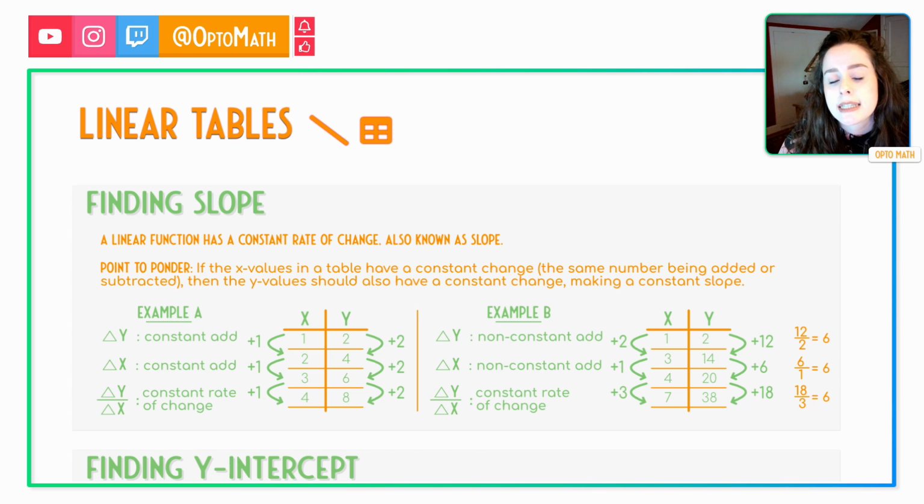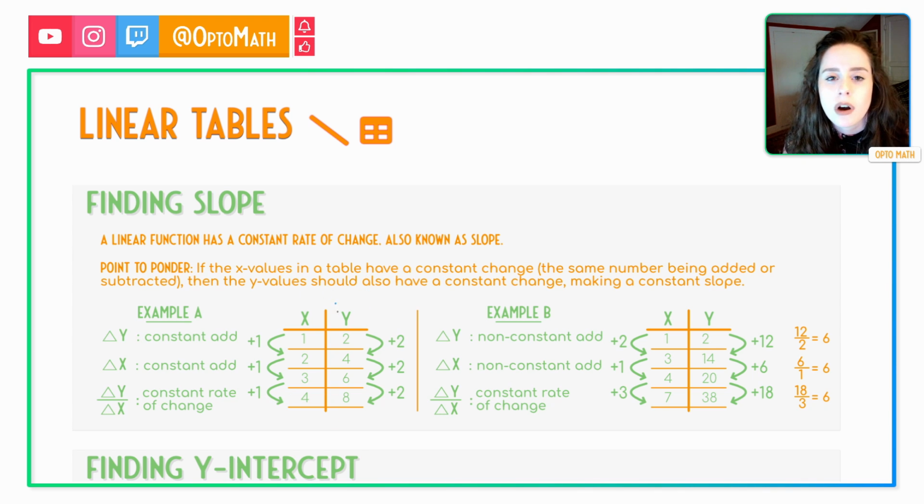Let's take a look at example A, where we do have a constant change in our x and our y. So notice in our table we're adding 1 each time as we go down the line for our x's, and then we're adding 2 each time as we go down the line for y's. Well, remember, slope is the change in y divided by the change in x. So 2 divided by 1 is 2. This 2 divided by this 1 is 2. And this 2 divided by this 1 is 2. So 2 divided by 1 is always 2.